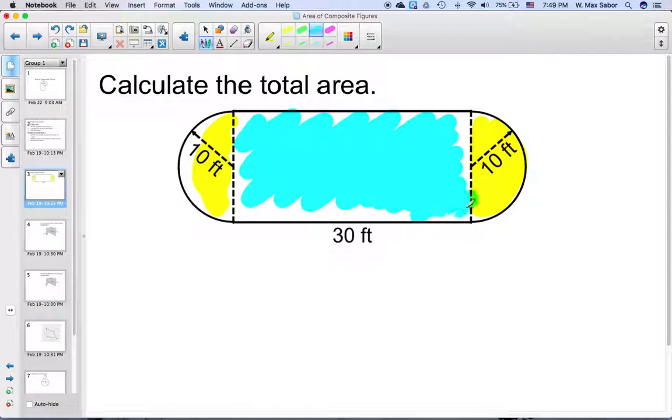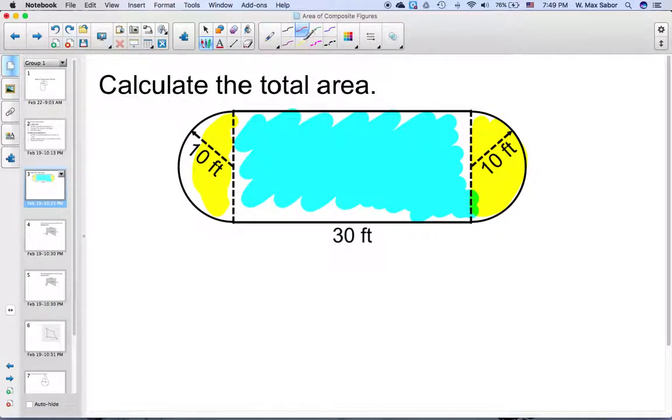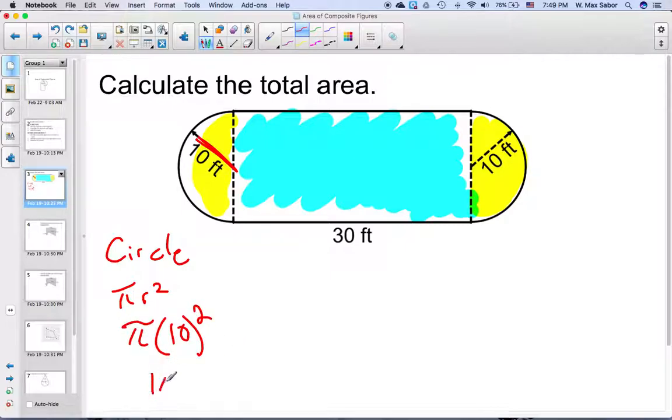So we'll want to find the area of each shape. So we'll find the area of the circle and find the area of the rectangle. In the circle, we have pi r squared, and r is 10, so we can do pi times 10 squared, which will be 100 pi square feet.